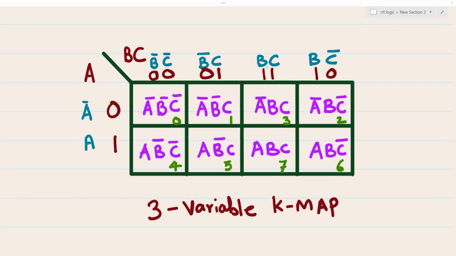So when there is a logic 1, you have a variable in its normal or uncomplimentary form. When you have logic 0, you have that variable in its complementary form. Now look at the arrangement here. There are 8 cells. That is how you write it: 0, 1, 2, and 3. Then 4, 5, 6, and 7. This is how you actually would write it.